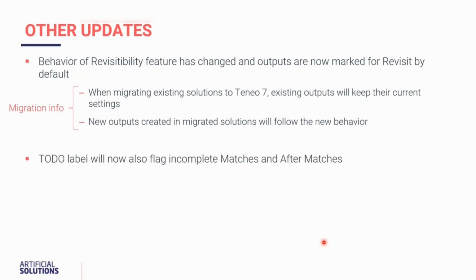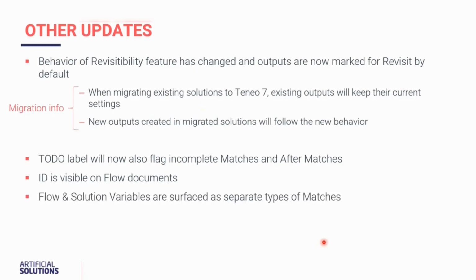The to-do label has also been improved, or extended. Now it also flags incomplete matches and after matches, as we've already seen. So when I had to go in and complete my match, it will highlight that one and also the after match. On flows, you can now see the ID directly inside the flow. So if you're using the flow ID for certain statistics or anything, you can see it directly now inside the flow.